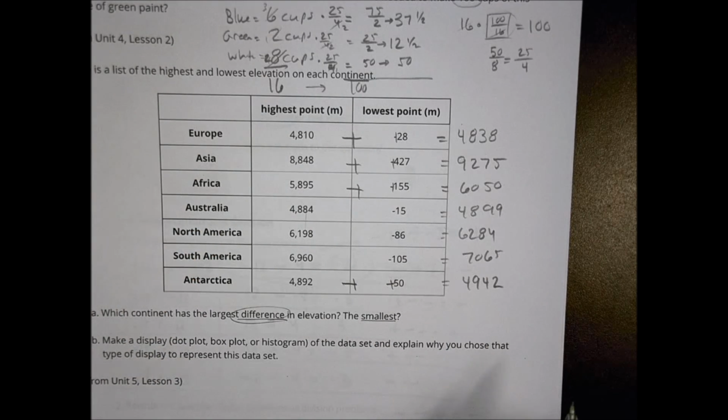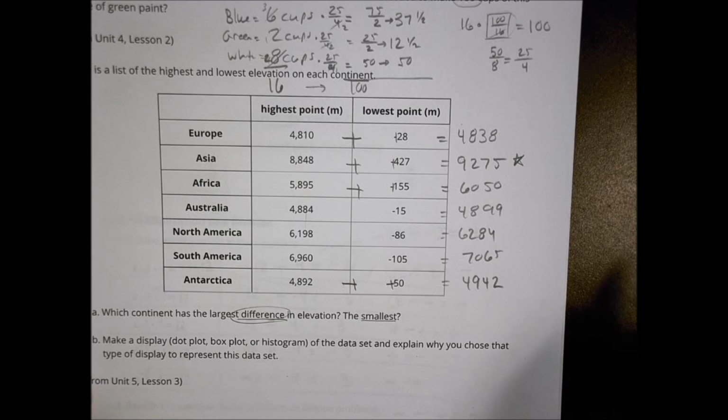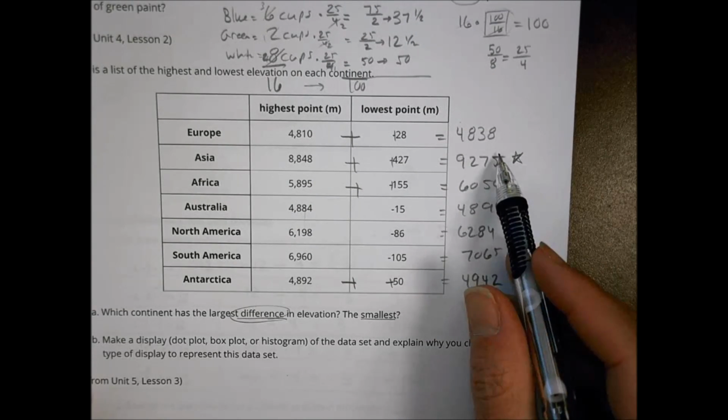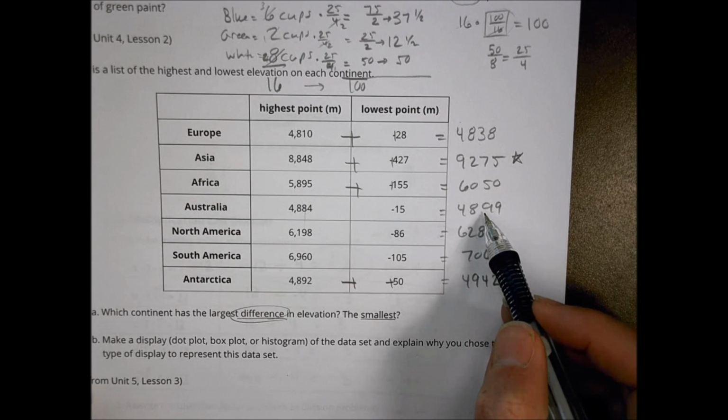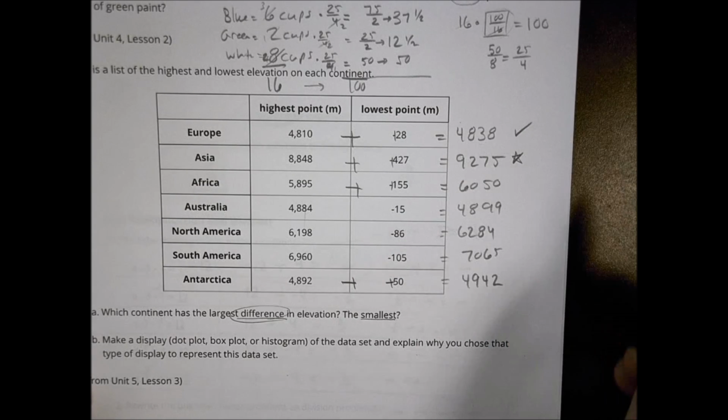So which one has the largest difference? The largest difference is the big number here. That's our largest in Asia. And our smallest distance here, looking at our numbers, we have 4,8, 4,83, 4,89. Looks like we're going to go with Europe to be our smallest difference there.